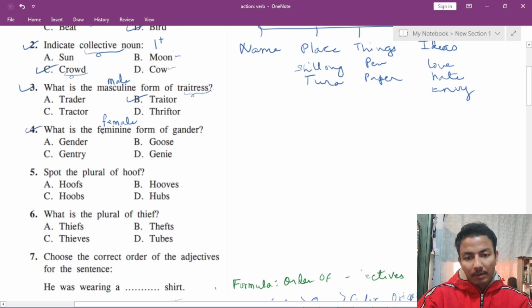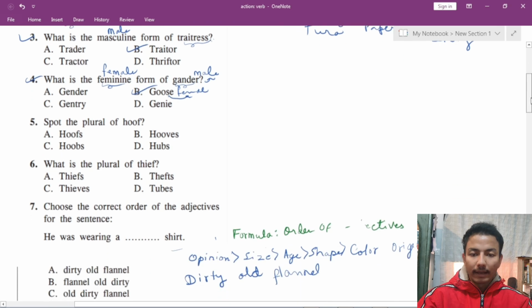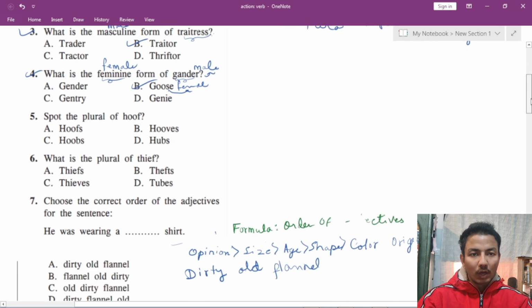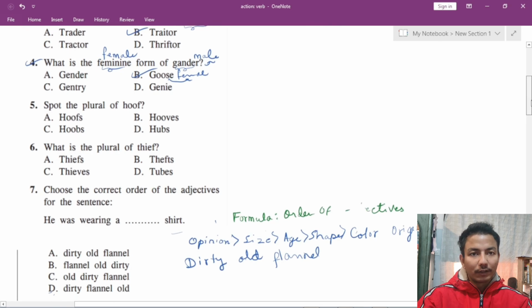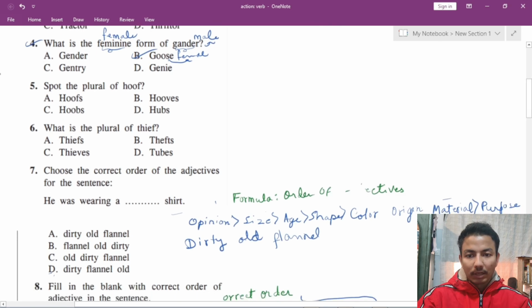Question number 4. What is the feminine form of gander? Gander is the male version of goose. Male is gander. Female is goose. Gander and goose are animals that are very similar to ducks. If you want to know further, you can also Google these animals, so that it will solidify in your mind when you come across these kinds of questions.